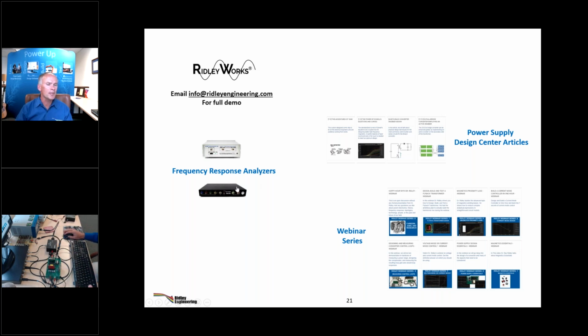And of course, the Ridley Box is actually running the entire webinar, running all these pieces of software and making measurements. And yesterday we had it running the AP at the same time. Everything was running at the same time. So we put a pretty powerful computer in there. And RidleyWorks is part of the Ridley Box. It's a lifetime license for RidleyWorks in there. So it's an entire design center.